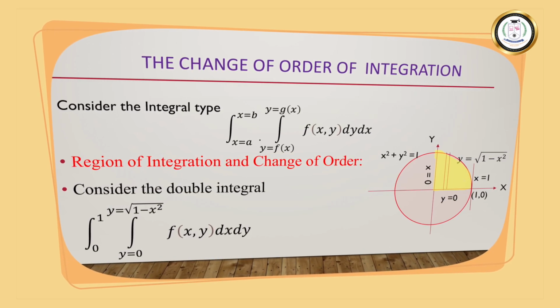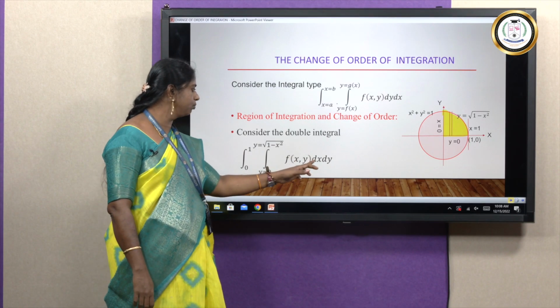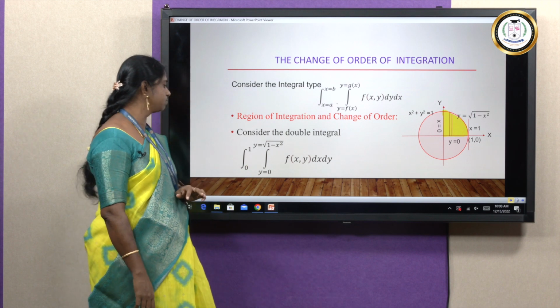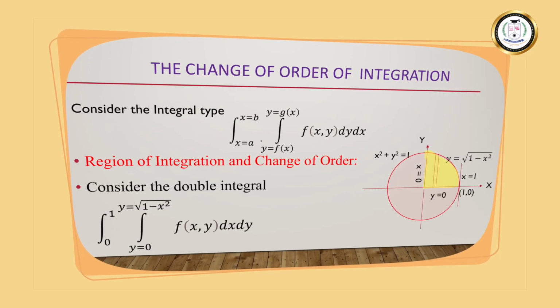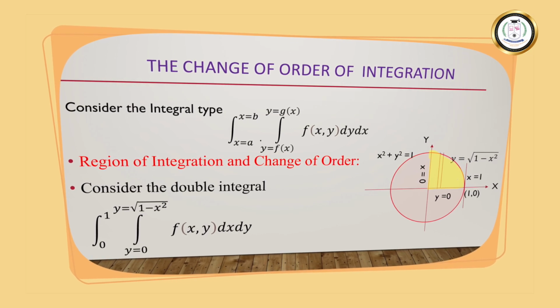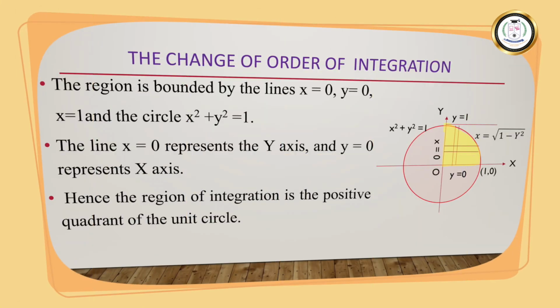So what is this? This is the variable limit for y. So definitely I should go for integrating with respect to y only. So what we will do? We know what the limits are: y equal to 0, y equal to square root of 1 minus x square. That should be taken as the equations.